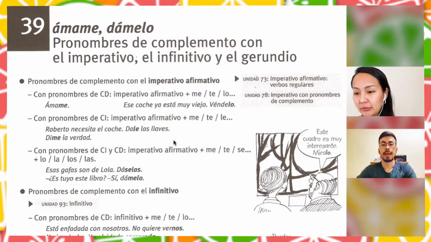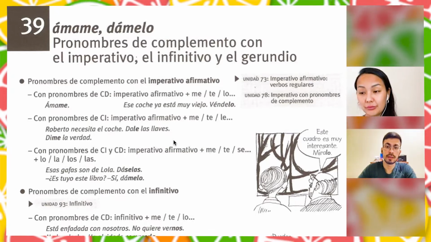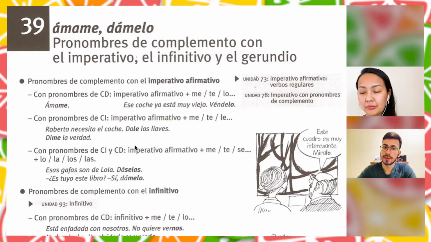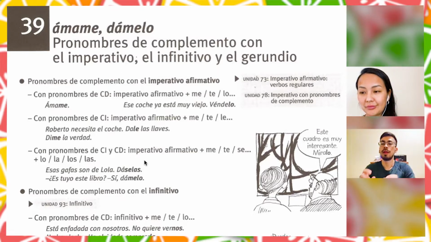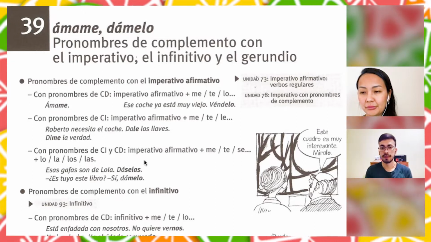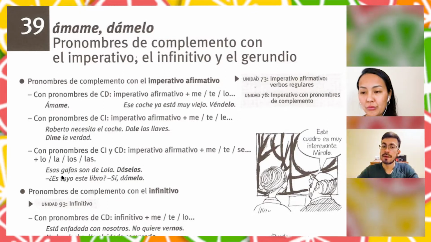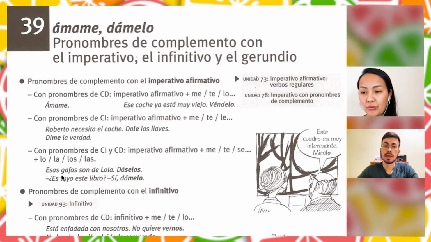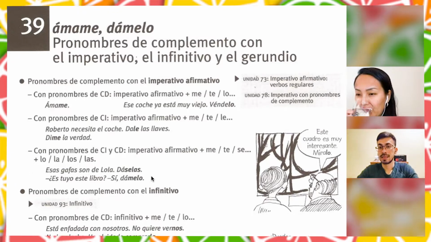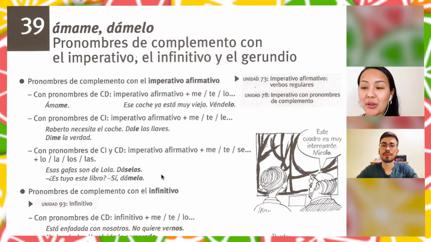Okay, so when we have both together, direct and indirect, it is always first indirect and then direct. And we will add them one after the other. For example, se and then the next pronoun. For example, esas gafas son de Lola. Yes, those glasses are from Lola. Dáselas. It means give it to her, right?